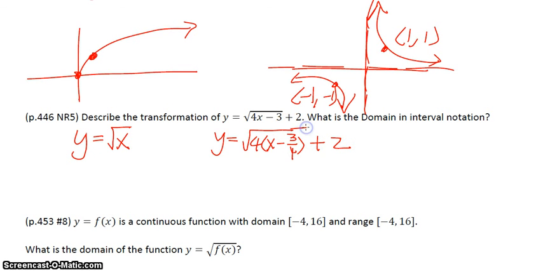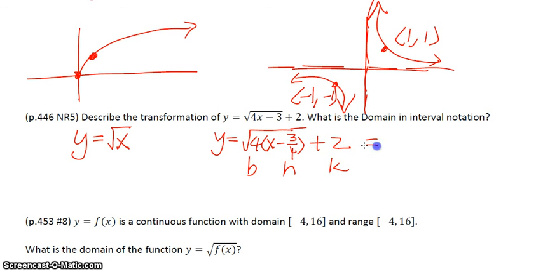Okay, one way to describe the transformation is this is B, this is H, this is K. Then it is a horizontal compression, right? Horizontal stretch by one quarter, which is a compression. Move to the right by 3 over 4 and move up 2.